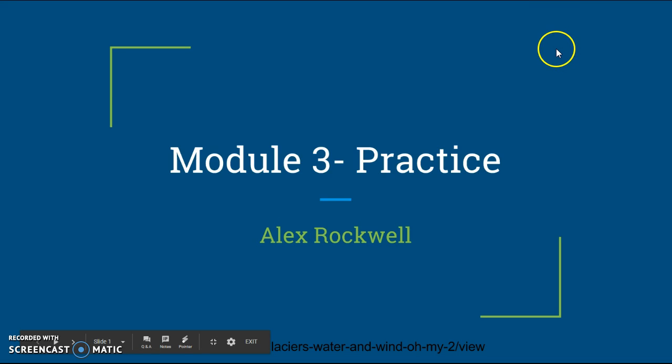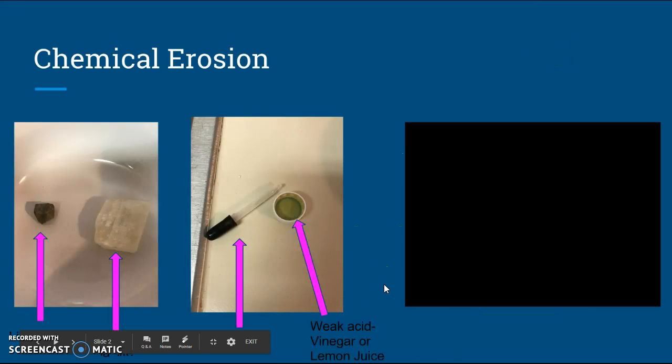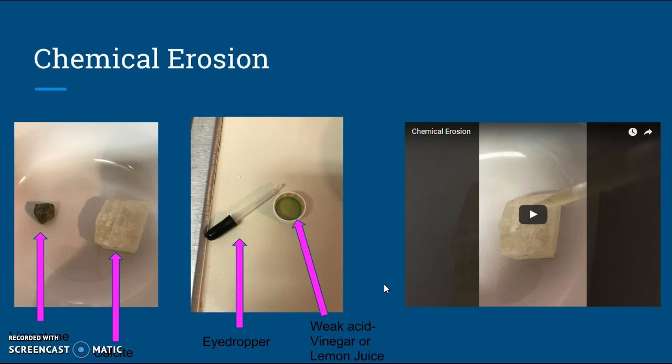For my STEM activity, I chose one from Teach Engineering about 3 different types of erosion: chemical erosion, wind erosion, and glacier erosion. And basically the students would rotate through 3 different rotations in order to get hands-on experience with these different types of erosion.